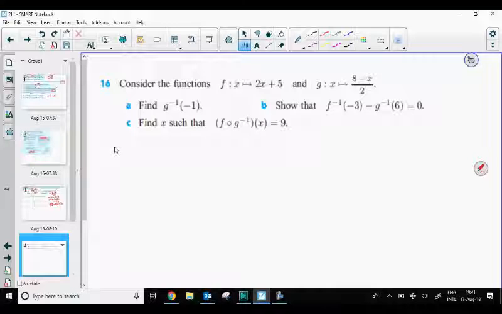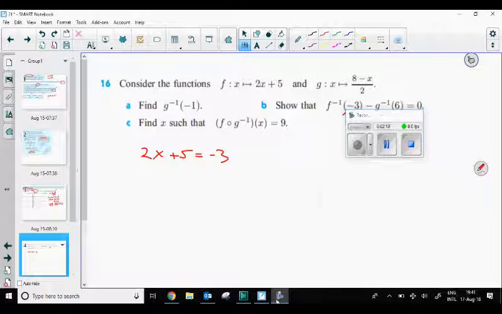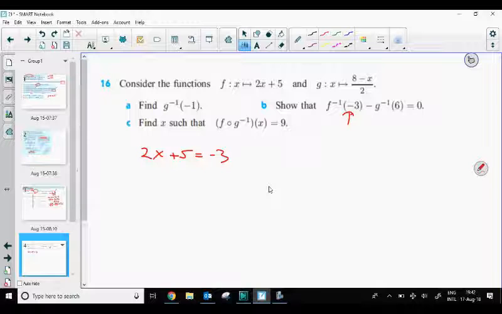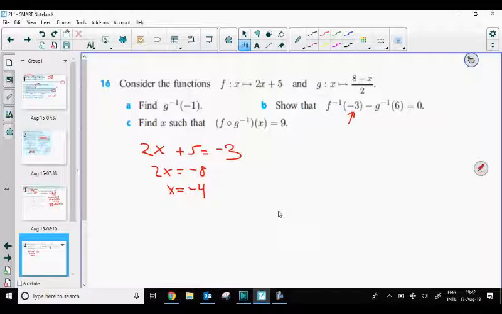But I think it's probably just easier to say, well, if this -3 is an x value for F inverse, that means it should be a y value for F. So that's 2x is -8, x is -4. And if 6 is an x value for G inverse, it'll be a y value for G. So that would be 8x is 12.